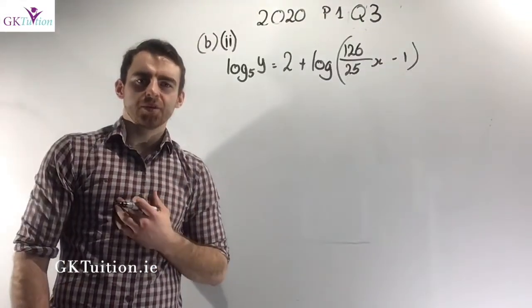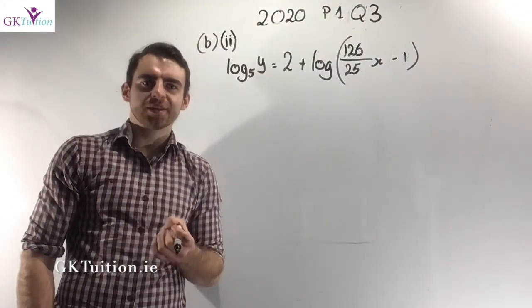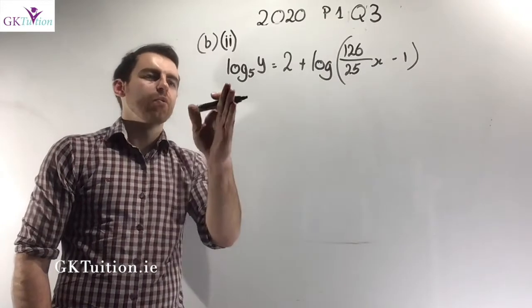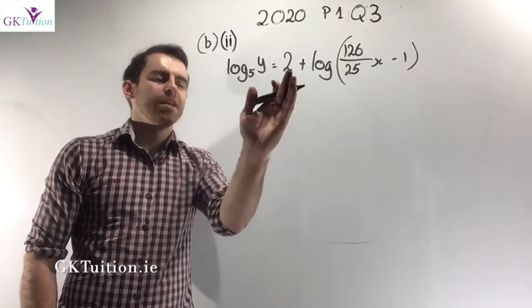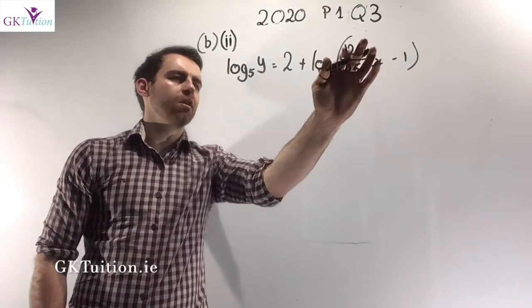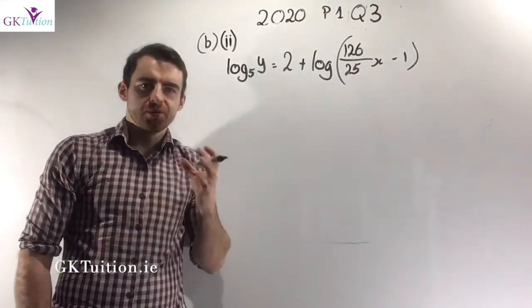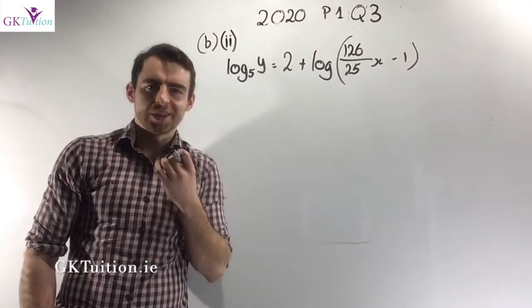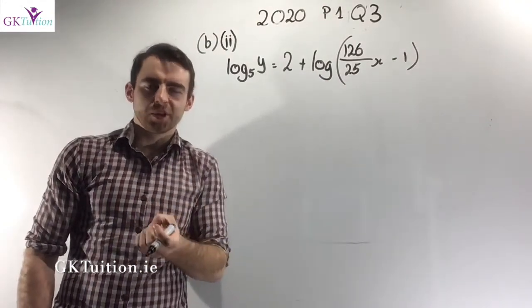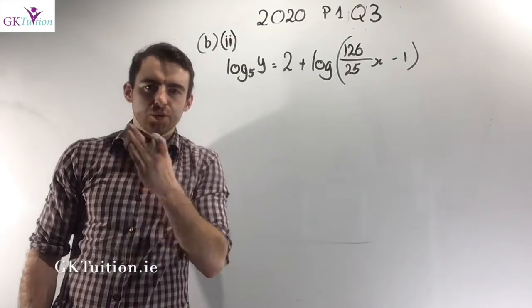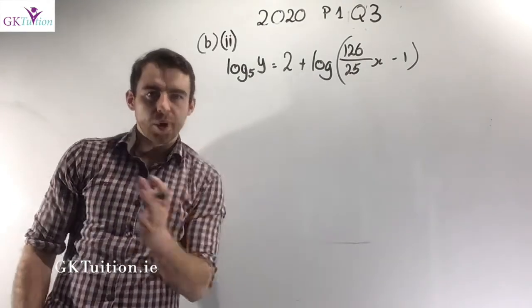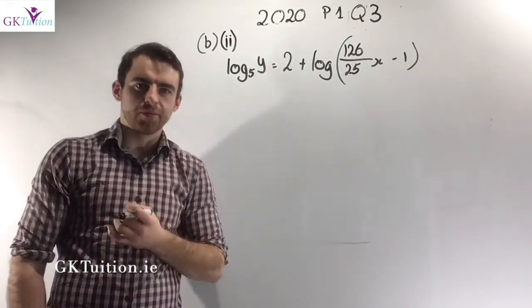In B part 2, we're asked to hence or otherwise find the values of y for which log y to the base 5 is equal to 2 plus the log of 126 over 25x minus 1. Now this equation is almost exactly the same as the types of questions we were doing in indices and logs 2 and 3. So if you're struggling, go back to those tutorials and it should clear it up for you.